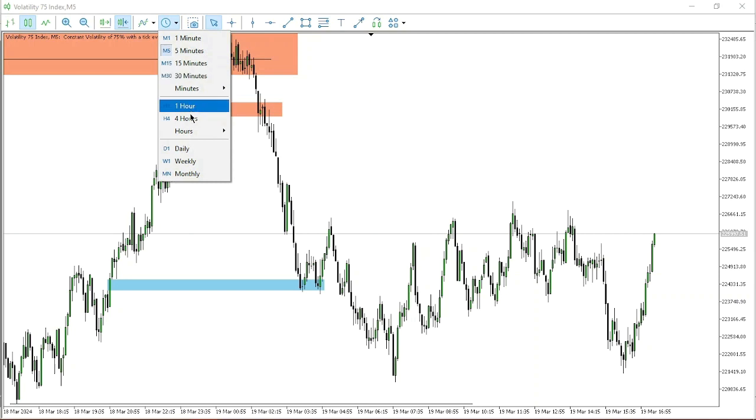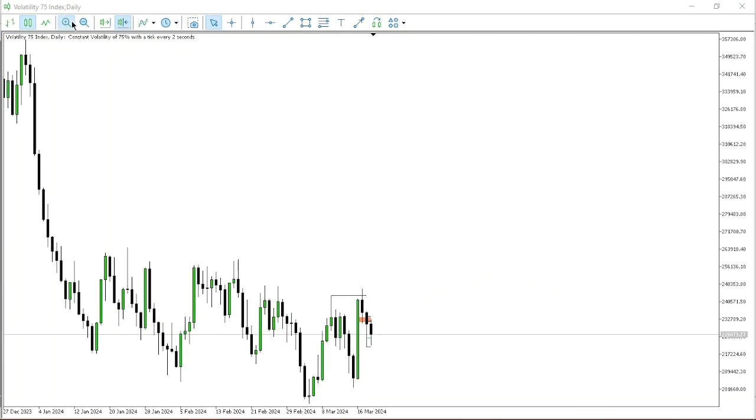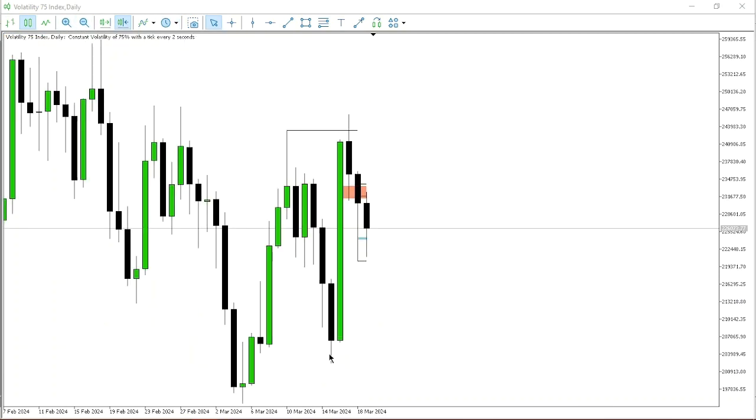Okay, now let's look at another example. I'm going to take it from the daily here, right? So we bought here for a couple of reasons. We anticipated price finding support on this inversion fair value gap, but at this point you understand that it was also at the mean threshold of the bullish order block right there, and also this low here. Okay, it's a significant low.